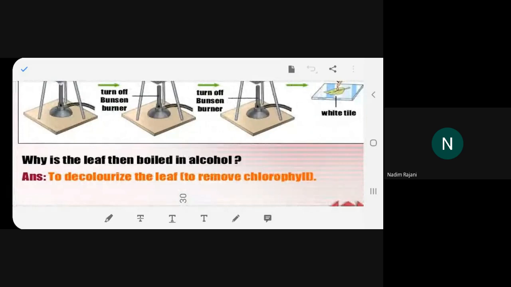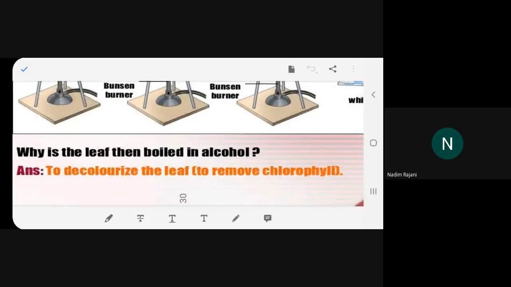Then the same experiment, what is the question written here? Please read. Why is the leaf then boiled in alcohol? That is what we do, isn't it? So what will be the answer? Please read the answer. To decolorize the leaf. Decolorize. Read it again faster. Decolorize the leaf to remove chlorophyll.